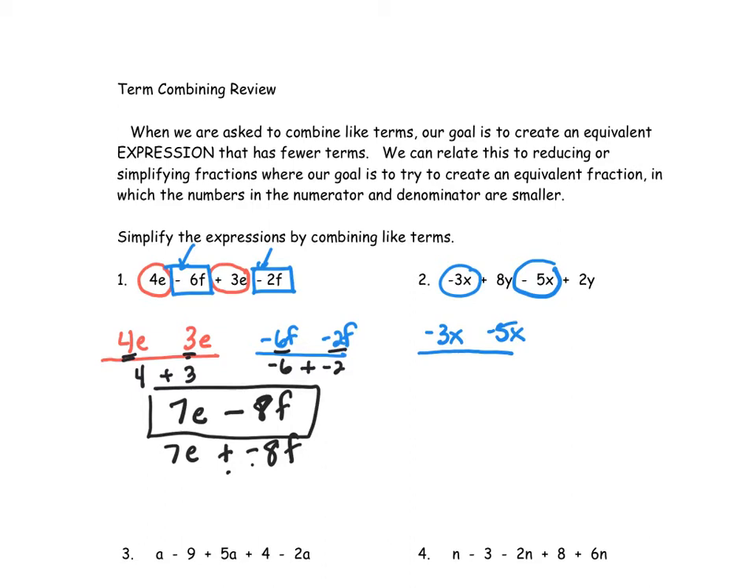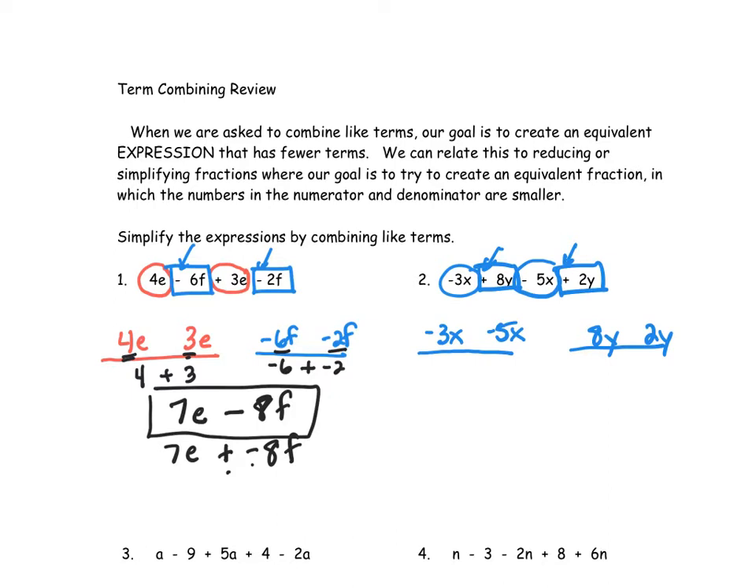Next, we're going to gather up another pair of like terms. Can you tell me what that next pair of like terms would be? Your answer should have been 8y and 2y. And the reason why I'm writing them as positive is because there's a plus sign in front of them.